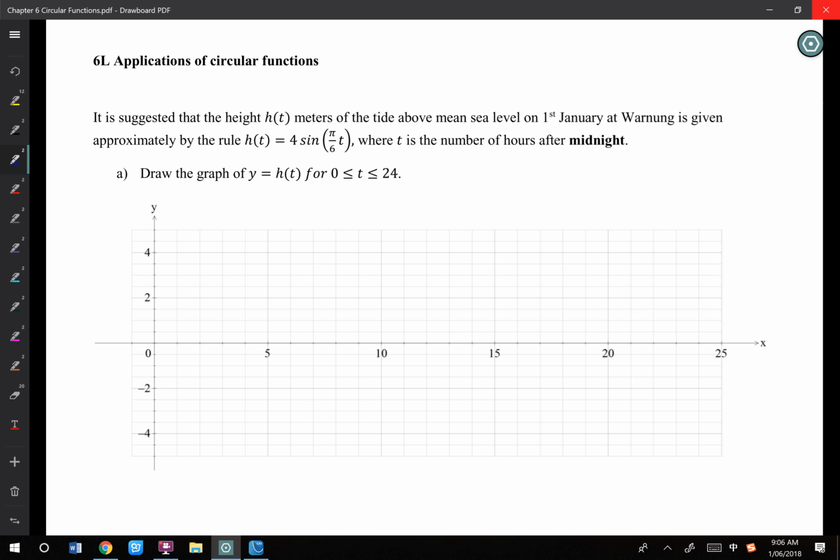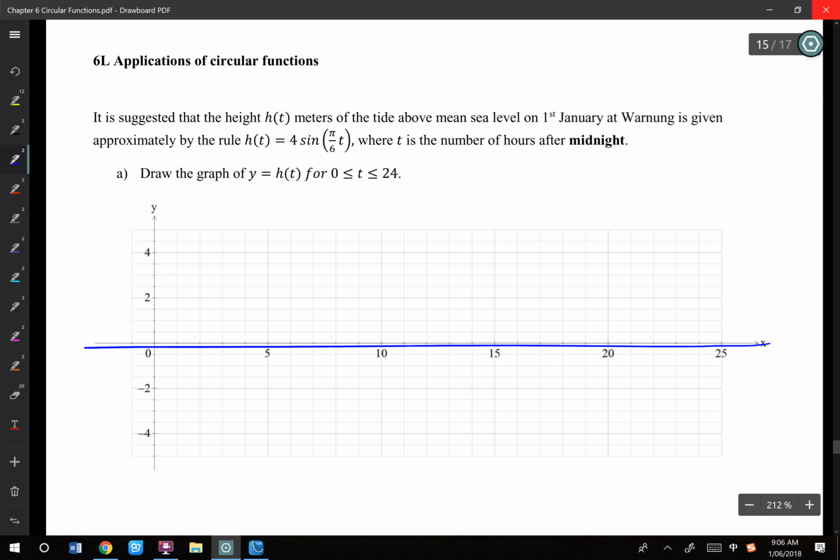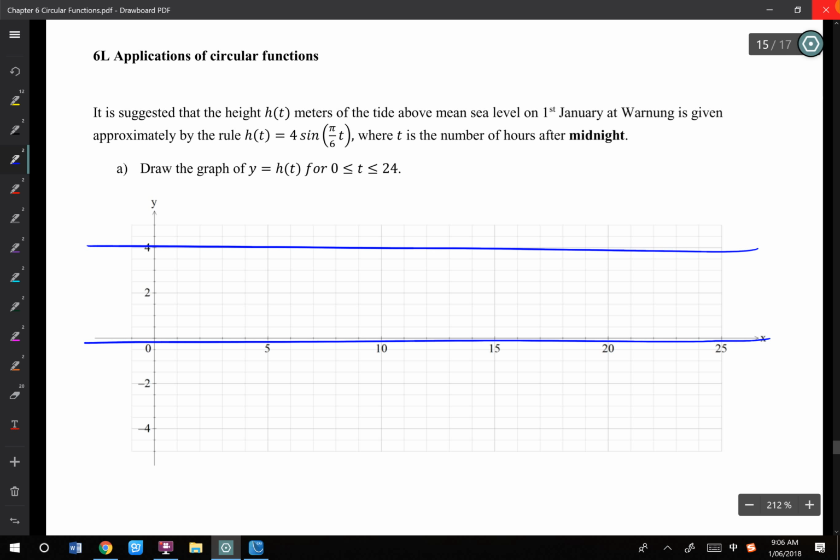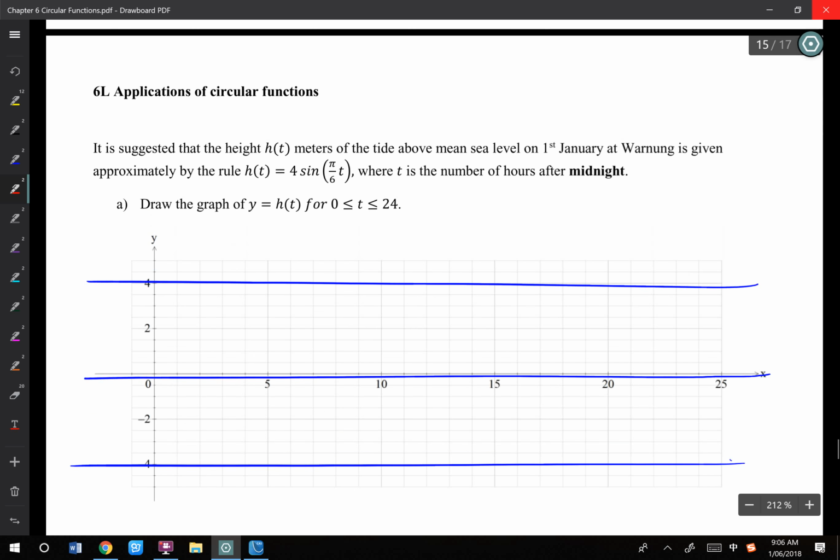So I can just sketch the 3 lines because we have the midline at 0, top line at 4, bottom line at minus 4 as well. I can still use that method. Doesn't matter how easy this question is, I can still use my method. I can make pi on 6 t, like the angle, equals to pi on 2 to achieve the maximum. So t should equal 3. t equals to 3 will give me the maximum.